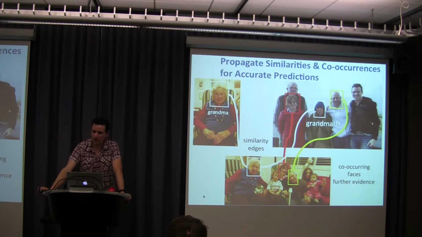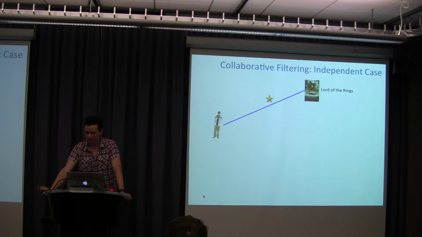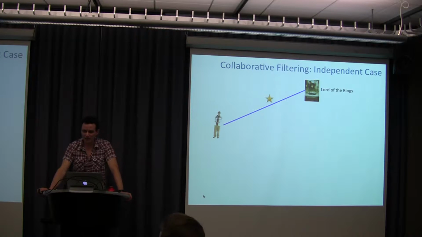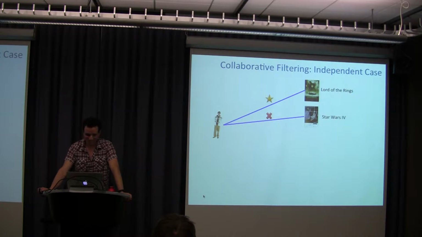Here's another example that's very well known, collaborative filtering. Let's say that you have a particular user that liked Lord of the Rings, for some reason does not like Star Wars 4, but likes Star Wars 1.